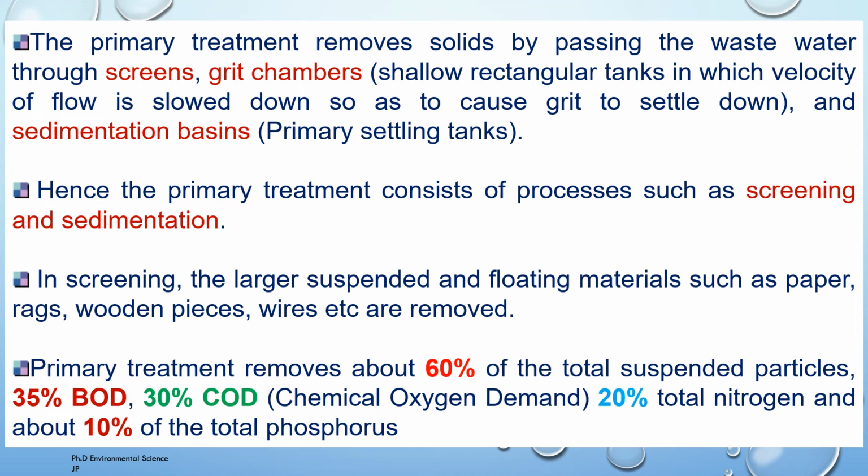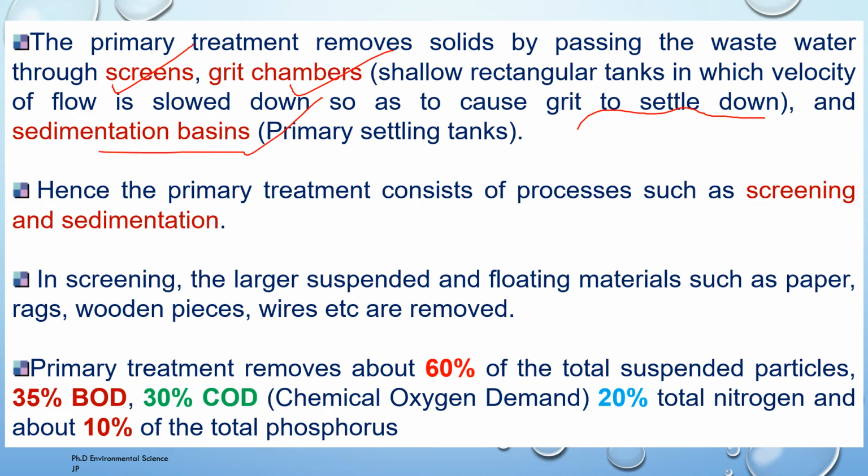The first step in primary treatment involves passing the wastewater through screens. These screens trap and remove larger suspended and floating materials such as paper, rags, wooden pieces, and wires. After screening, the wastewater flows into grit chambers. These are shallow rectangular tanks where the velocity of the flow is reduced. This slowdown allows heavier inorganic particles like sand, gravel, and other grit to settle at the bottom, separating them from wastewater. The next step is sedimentation.